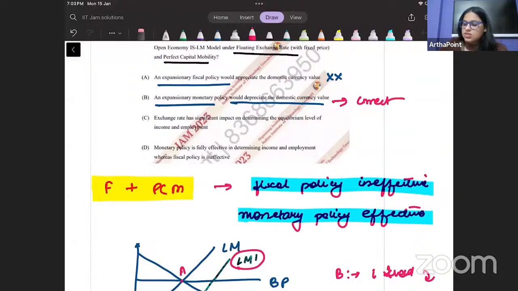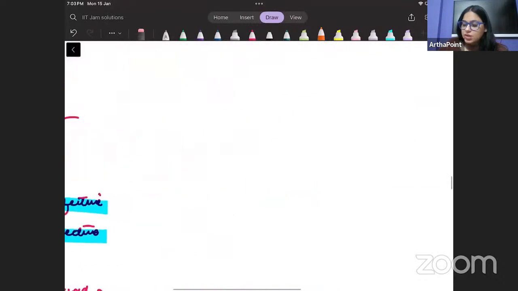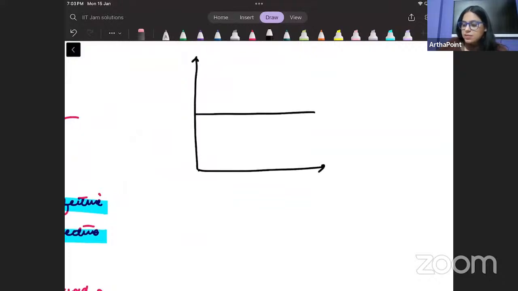Correct. Actually, let me look into the first one also once. It says expansionary fiscal policy would appreciate domestic currency. It is not talking about whether it is effective or non-effective. So let me check this also once. So it says expansionary fiscal policy. This is my BP, this is my IS, this is my LM.